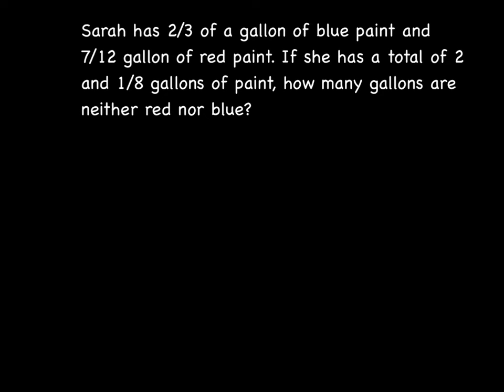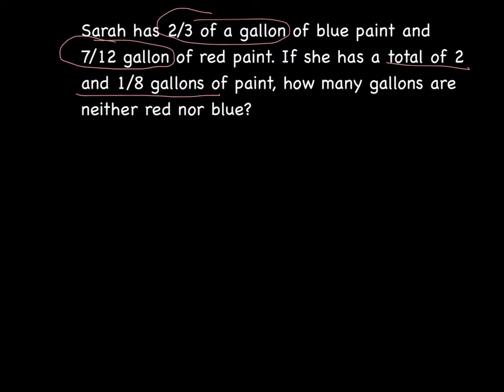Also on Tuesday's section of the homework, I noticed some people started this word problem, but never finished it. And a few got really close but made a small error. So I just wanted to go over it to make sure we all understand what this question is asking. It's saying Sarah has 2/3 of a gallon of blue paint, 7/12 gallon of red paint, and she has a total of 2 1/8 gallon. How many gallons are neither red nor blue?